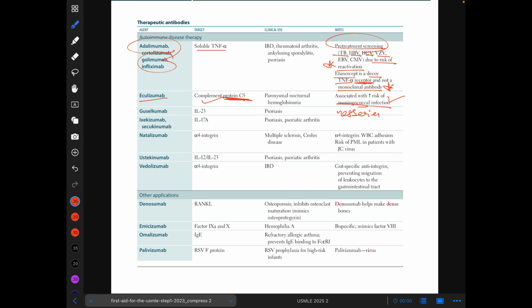And there are others, but with rituximab, the important one is the risk of PML in patients with JC virus. And for the others, you can go through them. It's so important. You have to remember all the antibodies, and it's all about immunology.